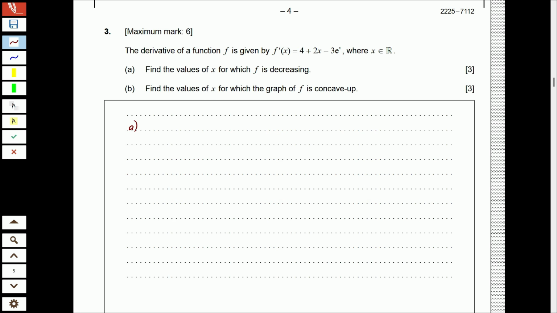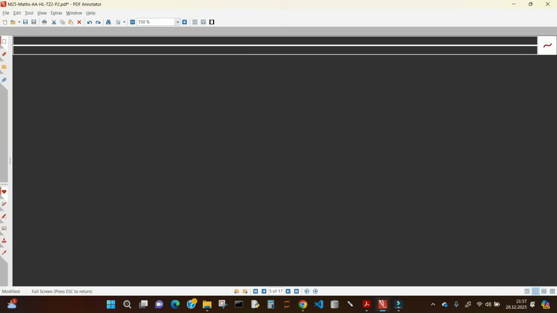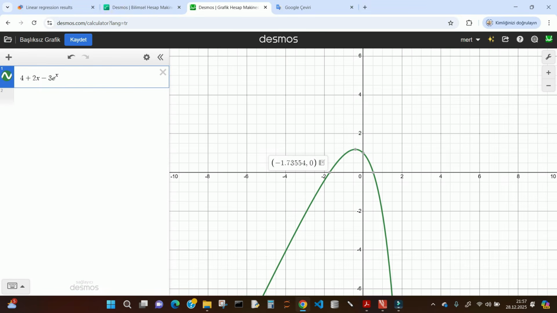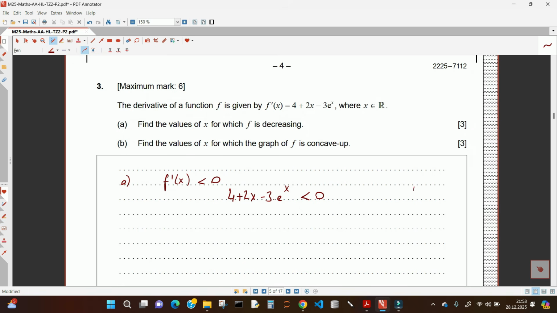So if you are looking for where the function is decreasing, we're going to use the derivative of the function, and it needs to be less than 0, which means 4 plus 2x minus 3 times e to the power of x is going to be less than 0. So I will use the graph of this function, 4 plus 2x minus 3 times e to the power of x. Let me check it again. To show where you find the answer, you need to also draw the graph of the function.